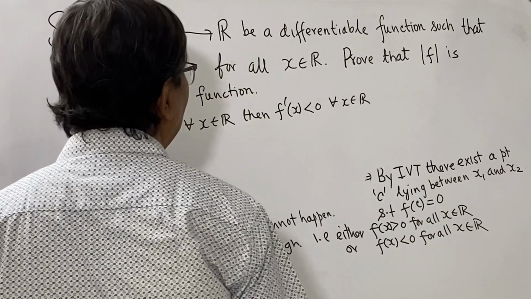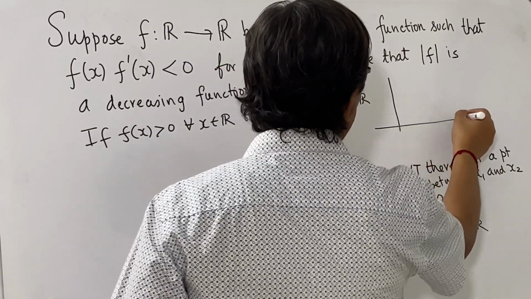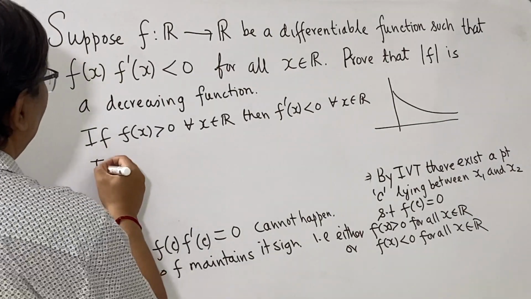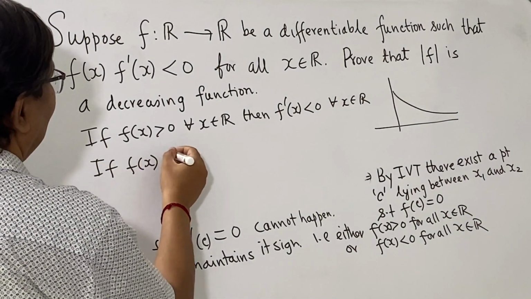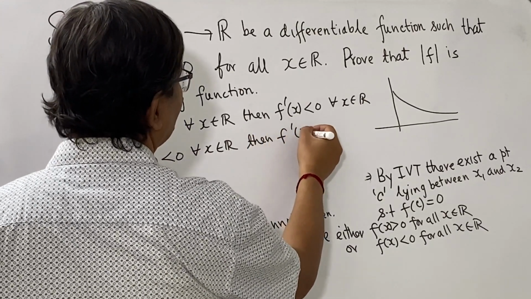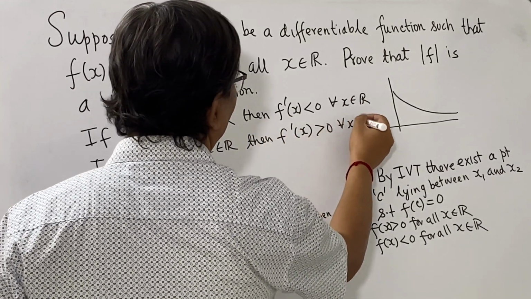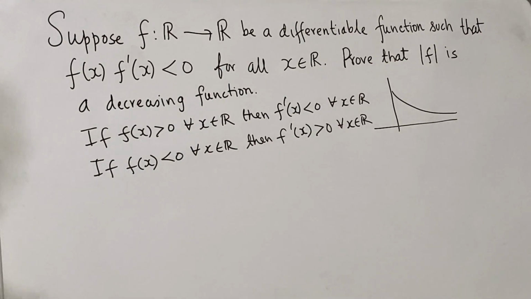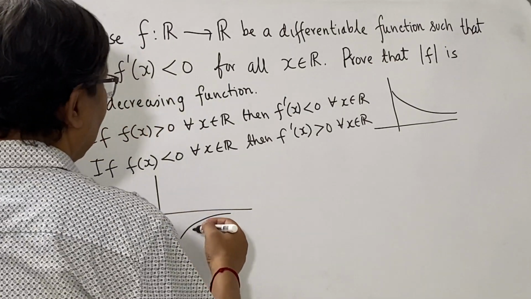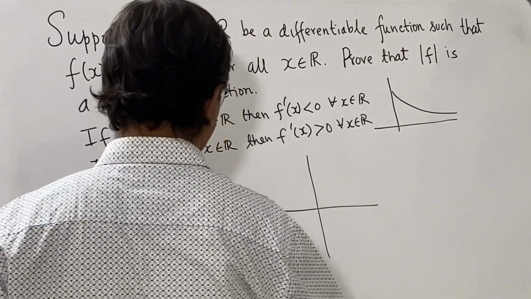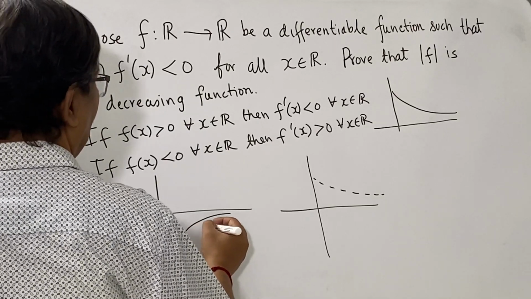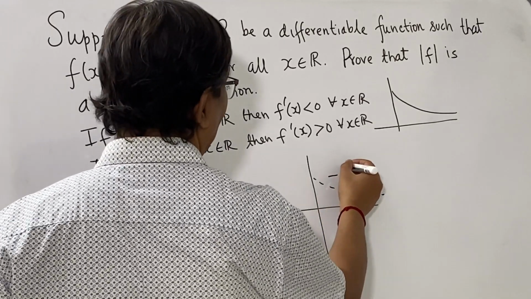So the graph is of this kind. That means it's a decreasing function but always positive. If f(x) is less than 0, then f'(x) is greater than 0 for all x belonging to R. Then the graph is of this kind. But if we take a minus of this, then it will be a reflection of this, and this will be of this kind. So if f is this, minus f is this.